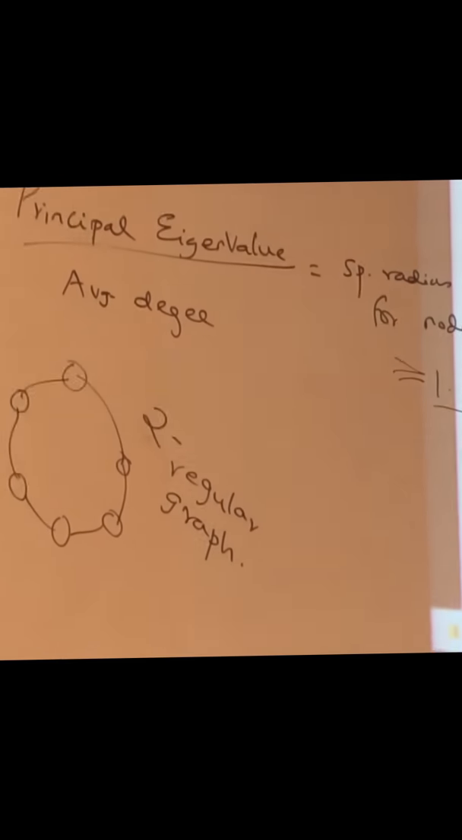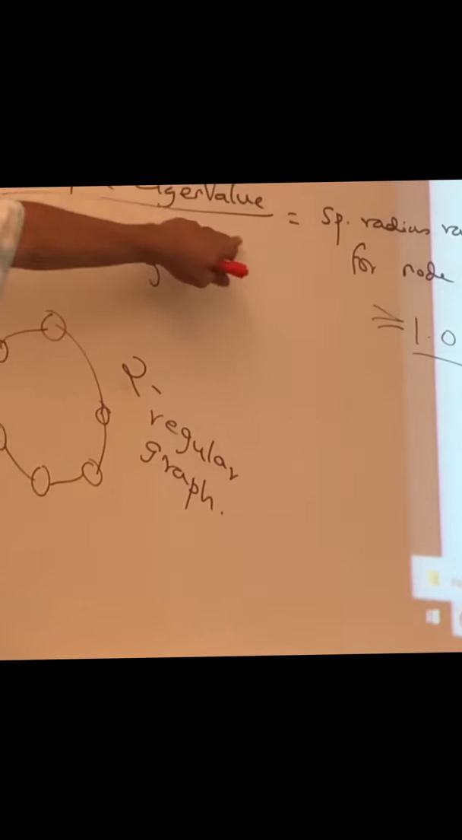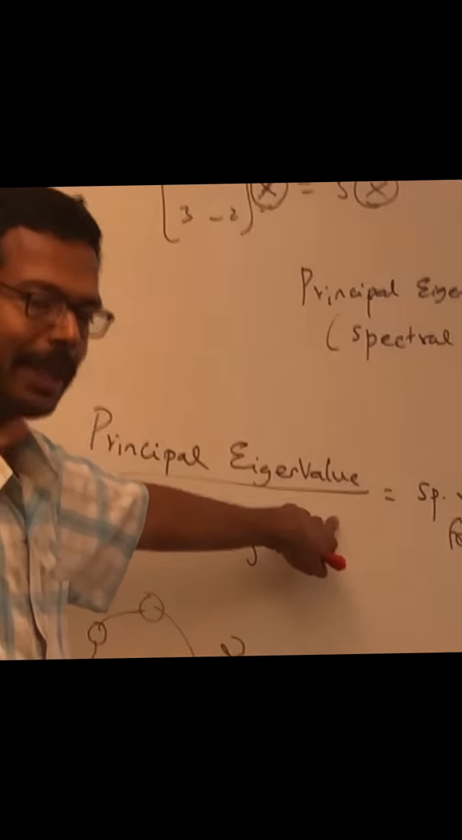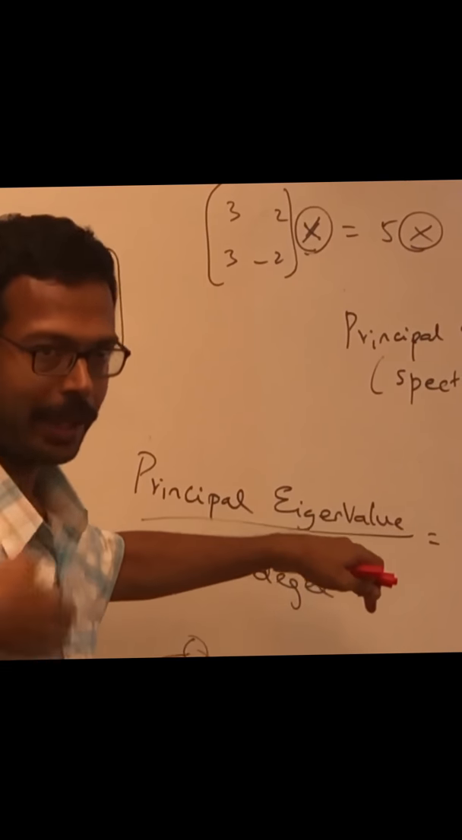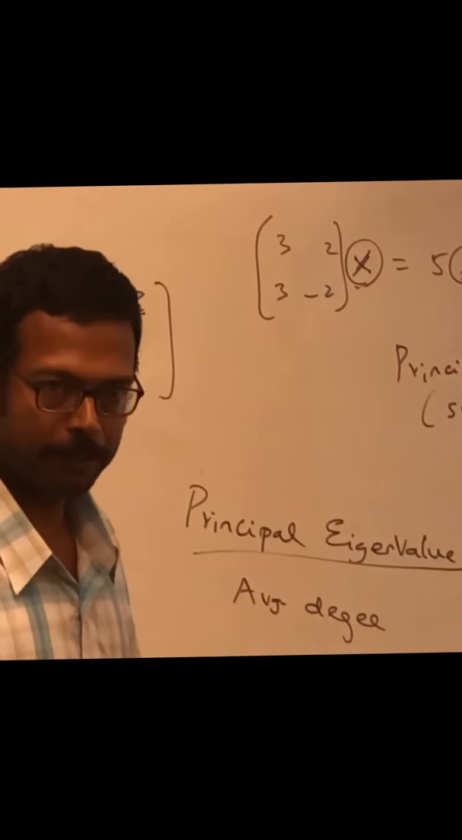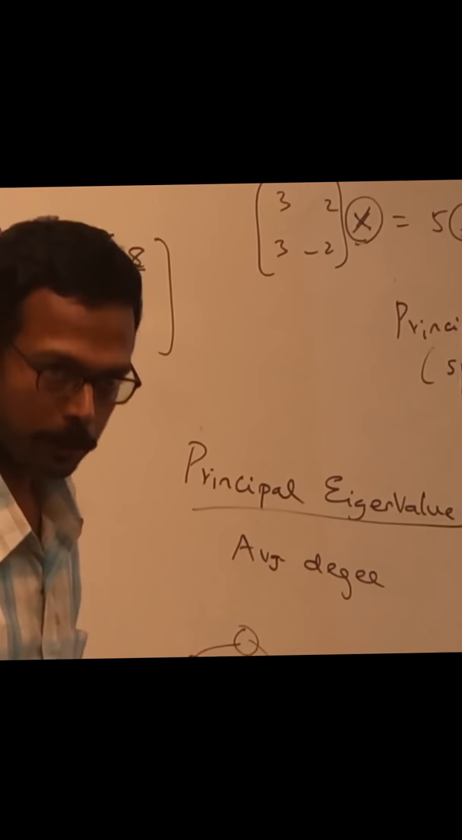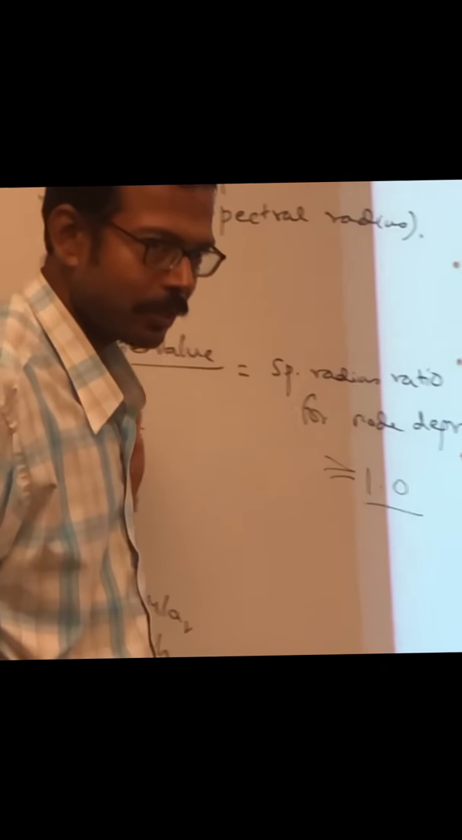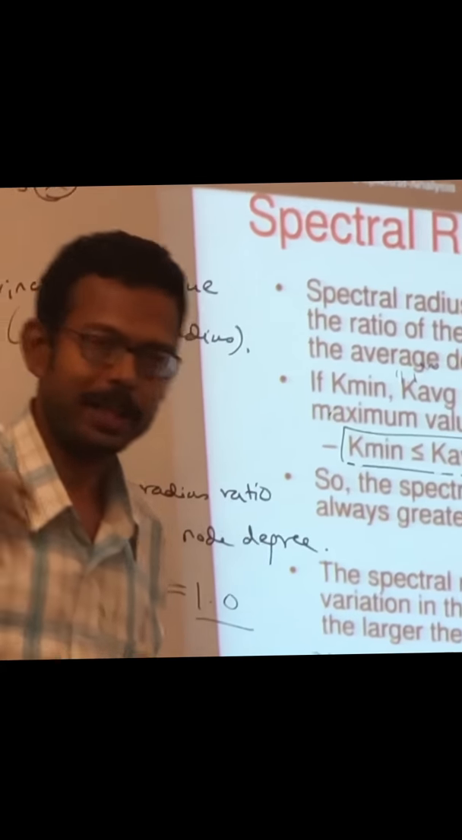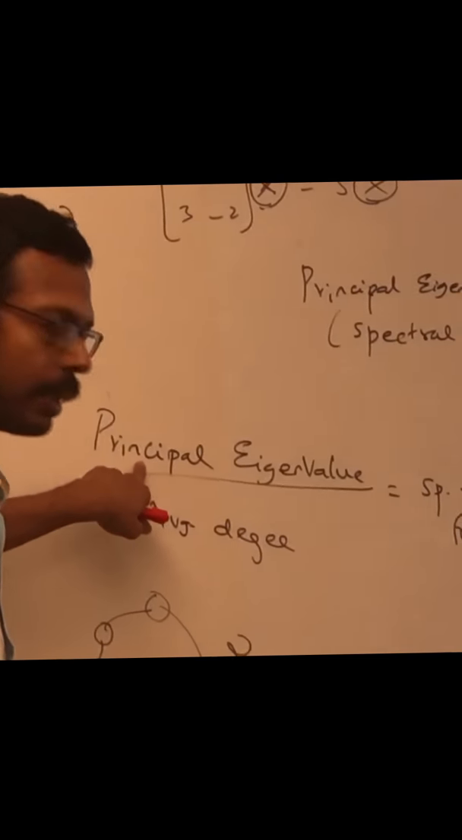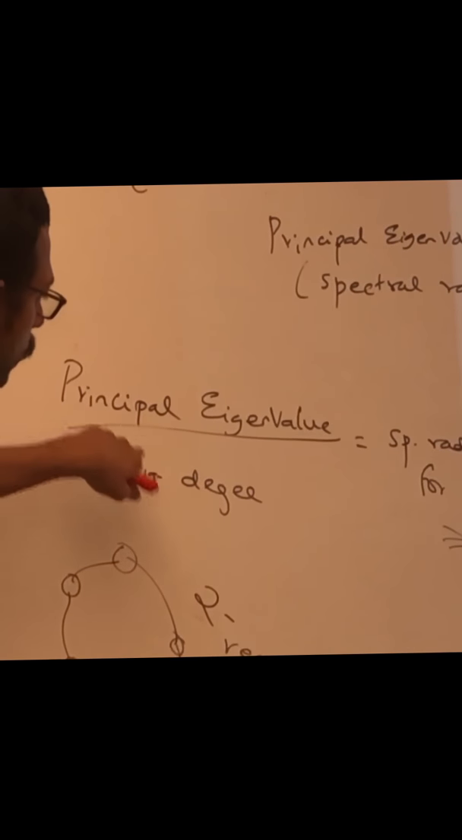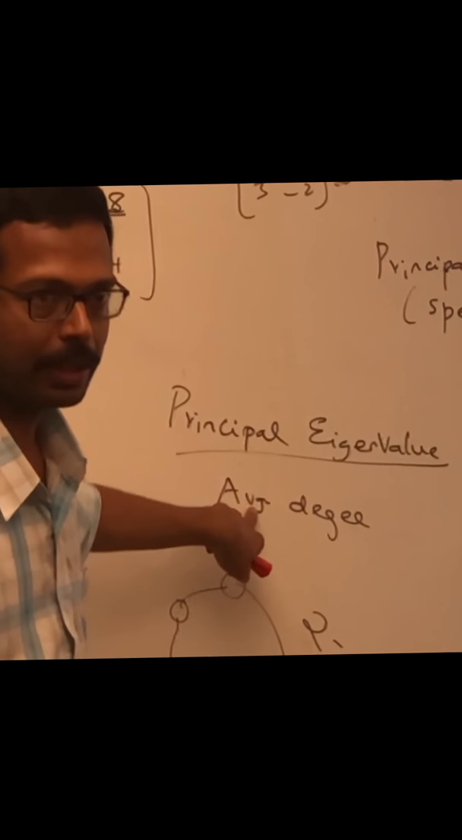Is that clear? So for a regular graph, the ratio is always 1, which means if there's no variation in the node degree, the minimum value for the ratio is 1. If you start having variation in node degree for any arbitrary graph, like what we are working with, then the farther this ratio is from 1, the larger the variation in node degree. So the larger the variation, the farther away the principal eigenvalue is from the average degree. That is how it captures the variation in node degree.